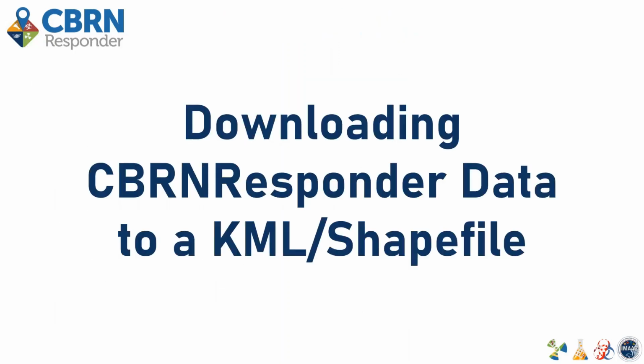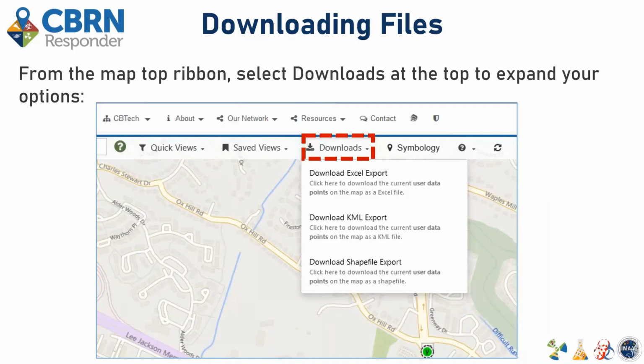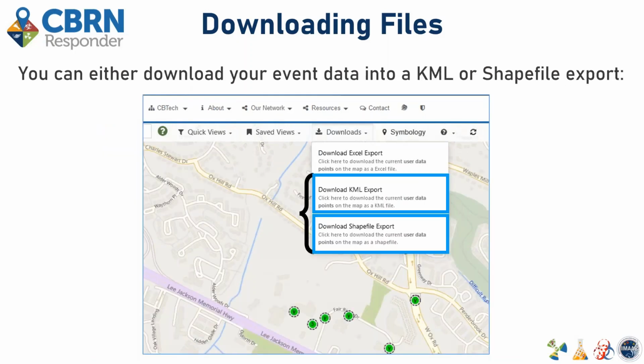We will now move on to our downloading CBRNResponder data to a KML/shapefile section. You can download user-uploaded data, user drawings, and other event information. From the top ribbon, select Downloads at the top to expand your options. You can either download your event data into a KML or shapefile export.